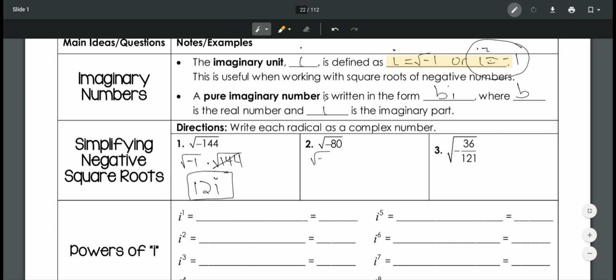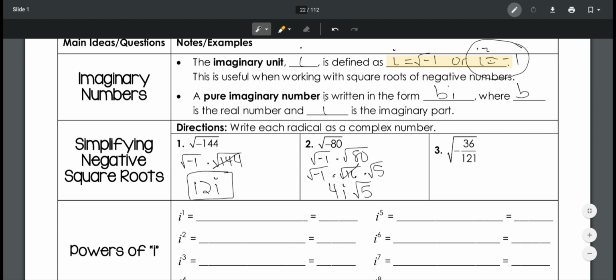Same thing for number 2. I'm first going to take out the square root of -1 and then make the 80 positive. I took out the imaginary unit, the square root of -1. Now I have to break down the square root of 80, and that would be perfect square 16 and non-perfect square 5. So I can take the square root of 16, bring out my imaginary unit, and leave my square root of 5 alone.